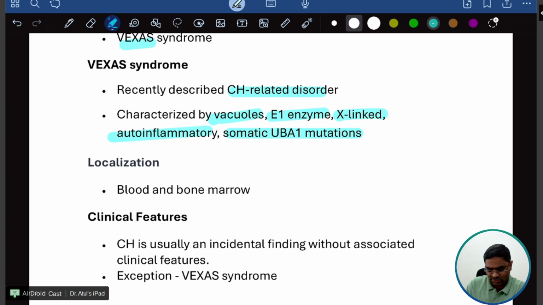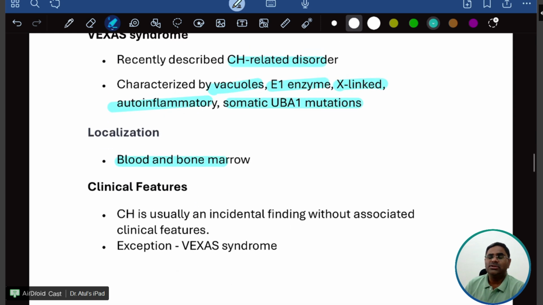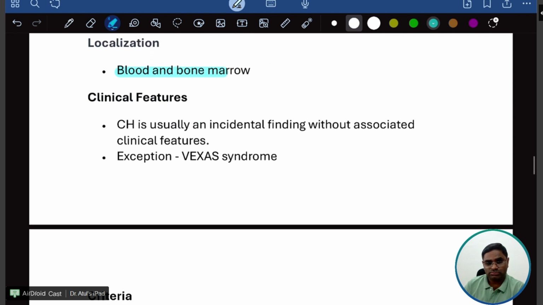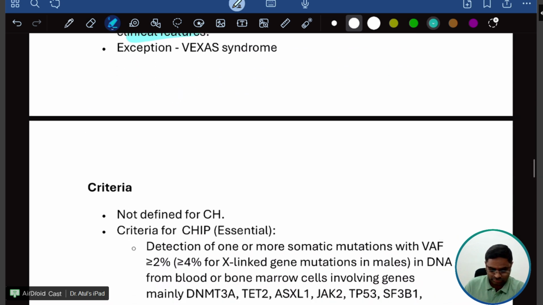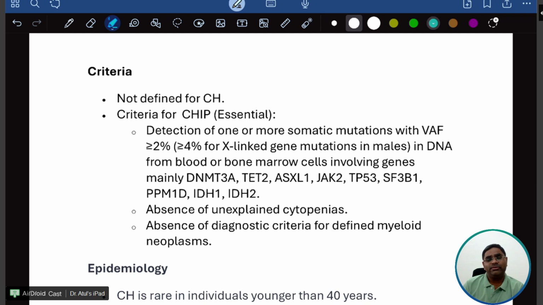Localization of clonal hematopoiesis is in blood and bone marrow. The clinical features: CH is usually an incidental finding, that is without any associated clinical feature, while VEXAS syndrome has some clinical features, but we won't go into that much detail. Now the criteria: there are no defined criteria for clonal hematopoiesis, but WHO has defined essential criteria for CHIP, and the first one is there should be one or more somatic mutations with VAF of more than or equal to 2% in the DNA from blood or bone marrow cells involving the genes.